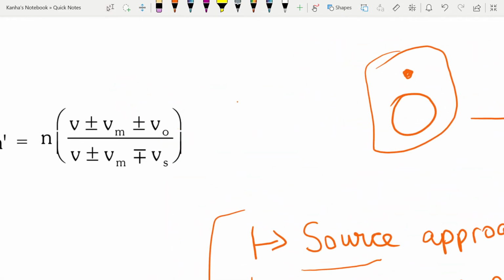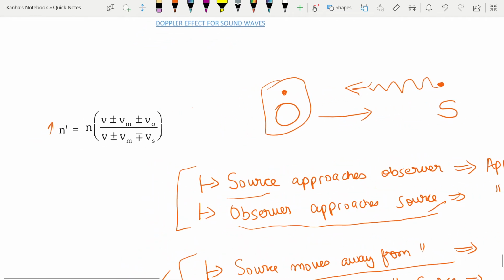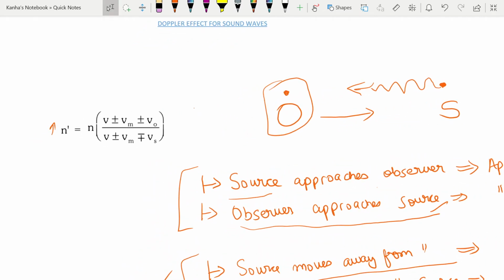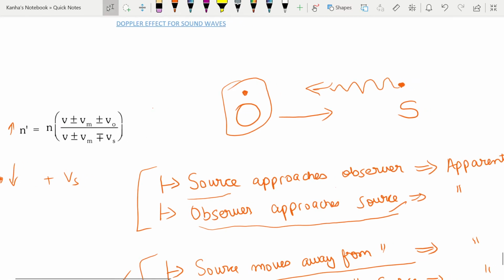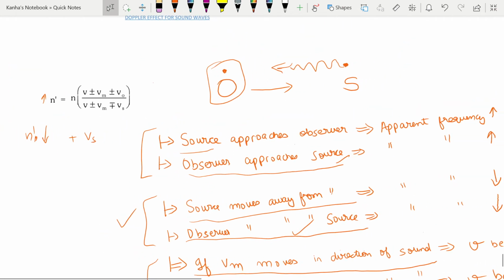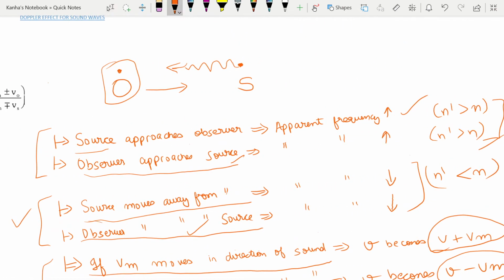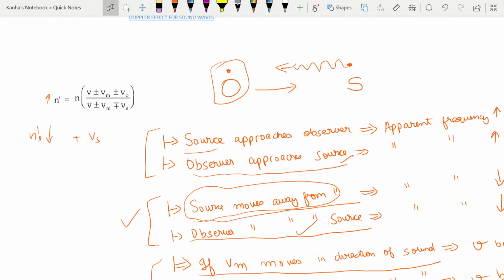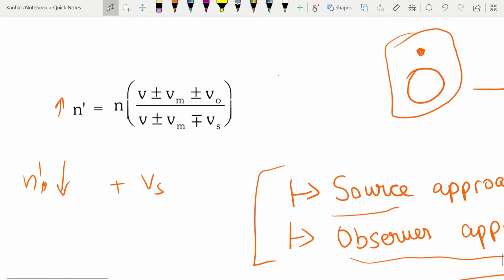For the source I will do the reverse. Because it's in the denominator, I know that if I take the plus sign and add a vs in the denominator, that will lead to a reduction in the n prime, or reduction in the apparent value. Now when does the reduction in the apparent value happen? It happens when the source is moving away from the observer. So when the source is moving away, you will be using the plus sign. When the source is moving towards, you will be using a minus sign.